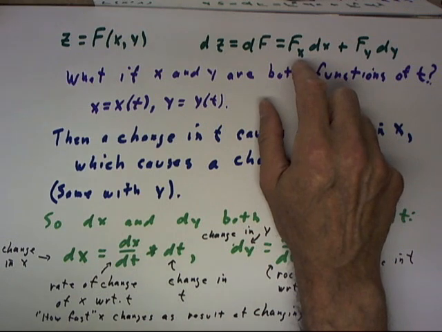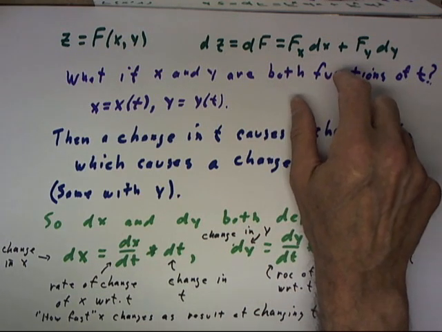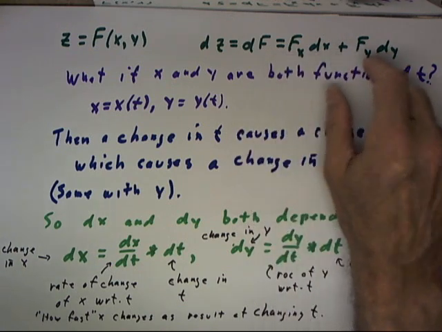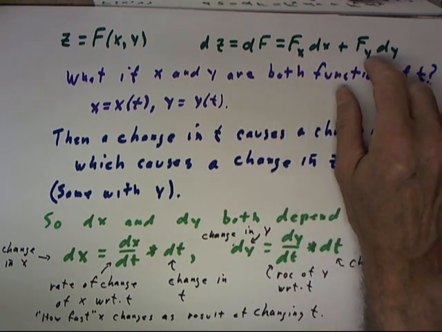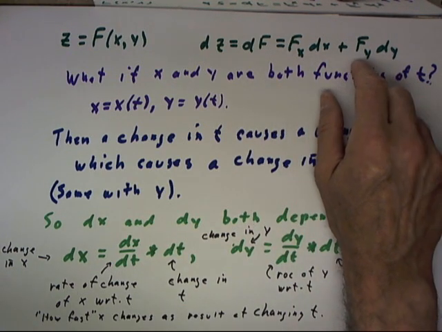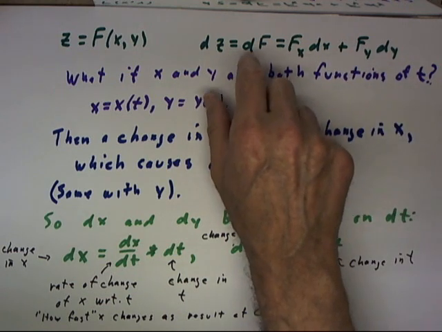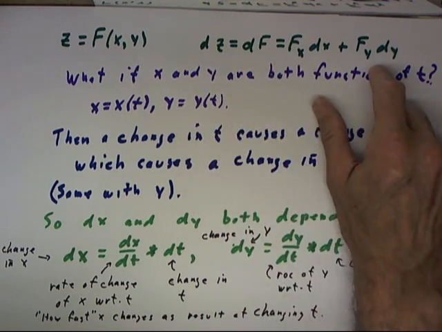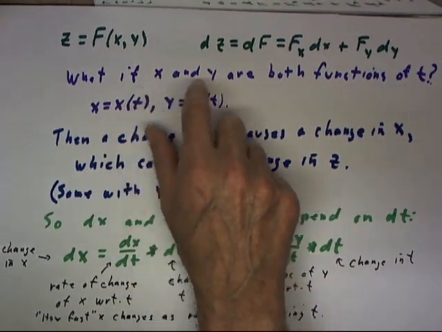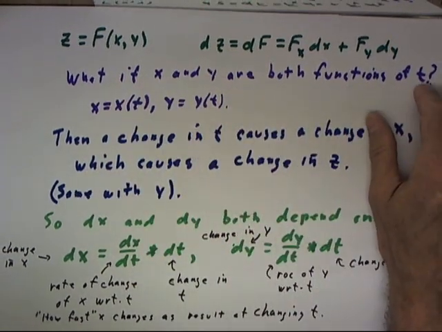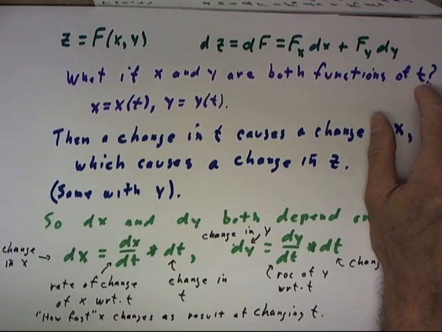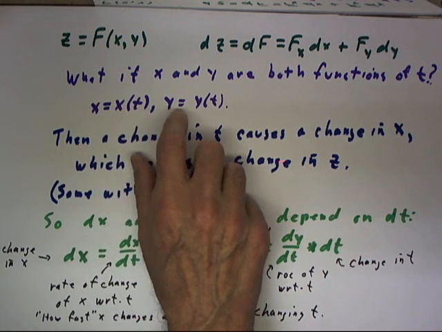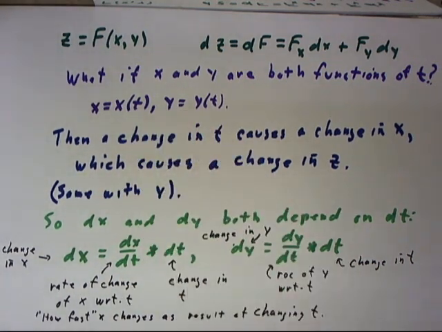And we've seen ample examples of how a change in x combined with the x derivative contributes, along with the change in y and the y derivative, to the change in the value of f or z. Now, the question is, what if x and y happen to both be functions of t, some third variable, so that x equals x of t and y equals y of t?